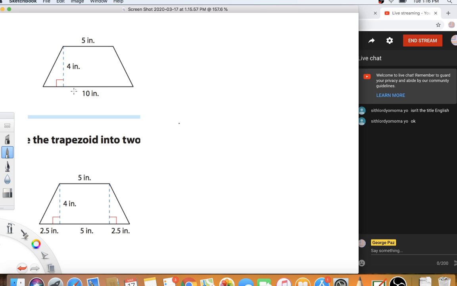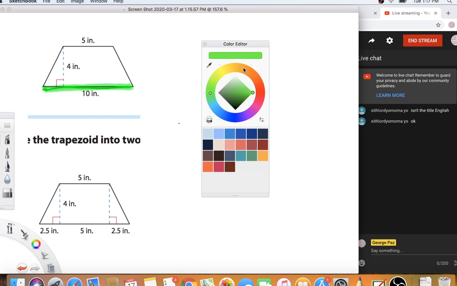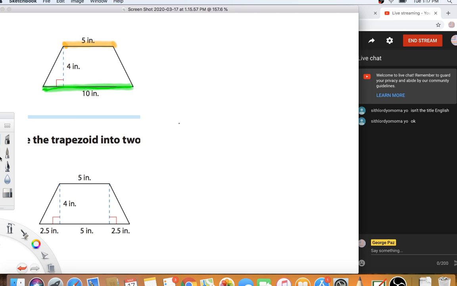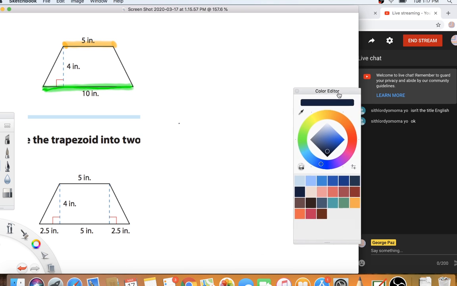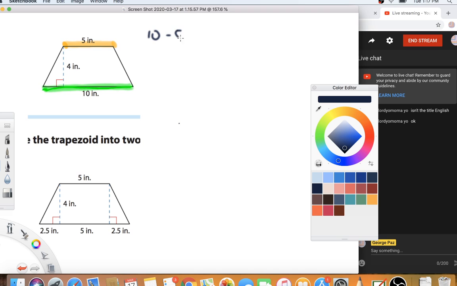To get from this measurement, 10 on our base, to 5 and 2.5 on each side, they subtract the total base, the longest base, which is 10, minus the other base. Our other base here, let's make it orange, would be 5. So they're subtracting this by this. When we subtract, we get 5. I'll write it here just in case: 10 minus 5 equals 5.